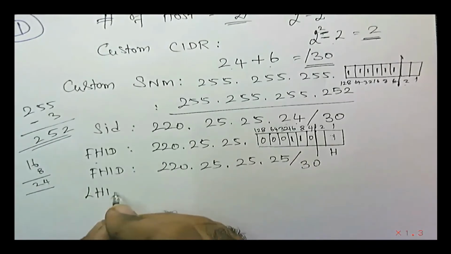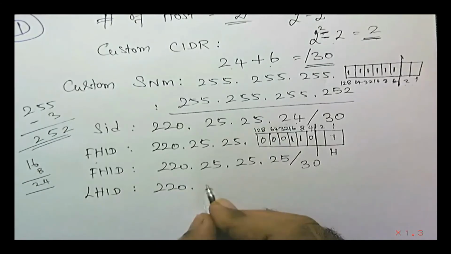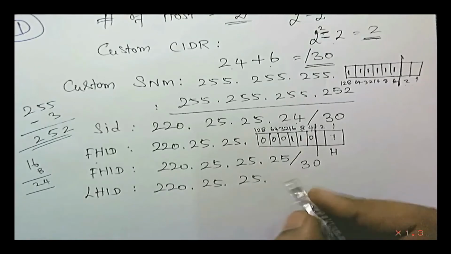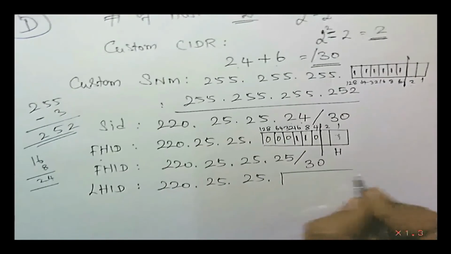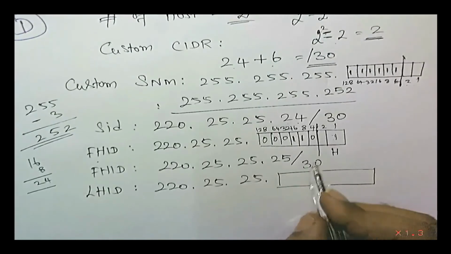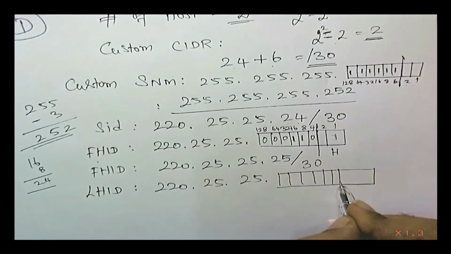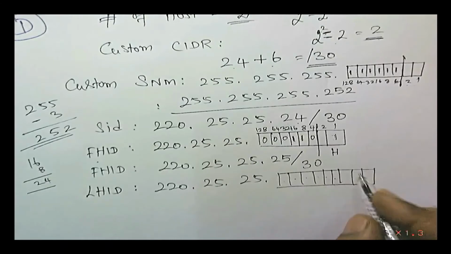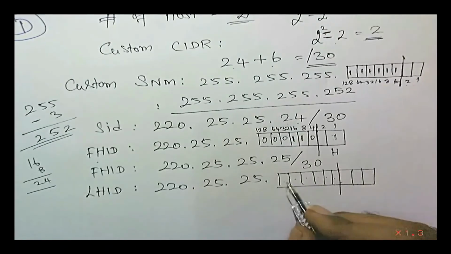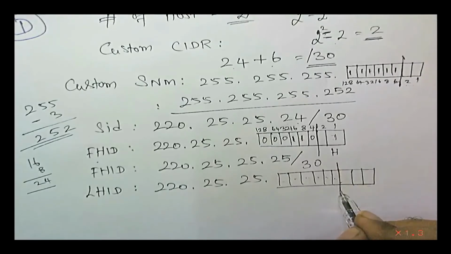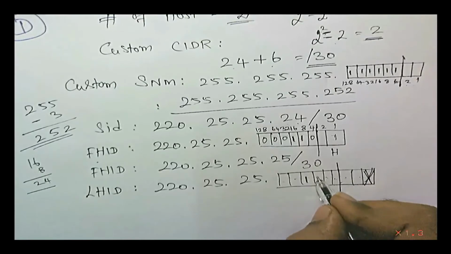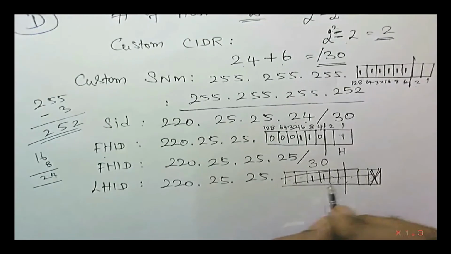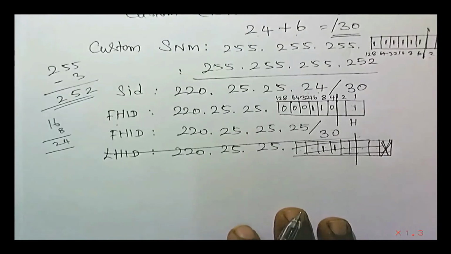Then the last host ID. You can see 220.25.25, and already here 24 is available. 1, 2, 3, 4, 5, 6, 7, 8. No need to do it like that, you can directly write it. The 6 bits are available in the network, so only 2 bits are available in the host. Sorry, I'm a little confused. Wait, I'll repeat the last host again.